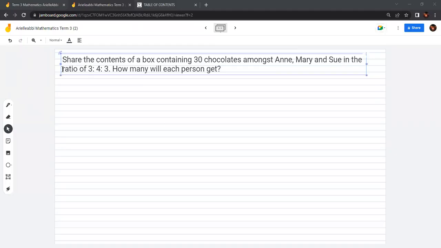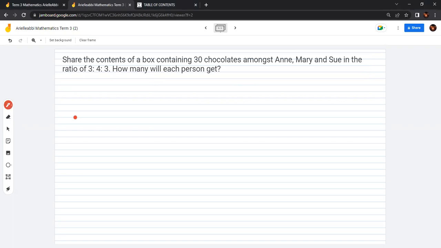All right, so let's look at this one. Share the contents of a box containing 30 chocolates amongst Anne, Mary, and Sue in the ratio of 3 to 4 to 3. How many will each person get?